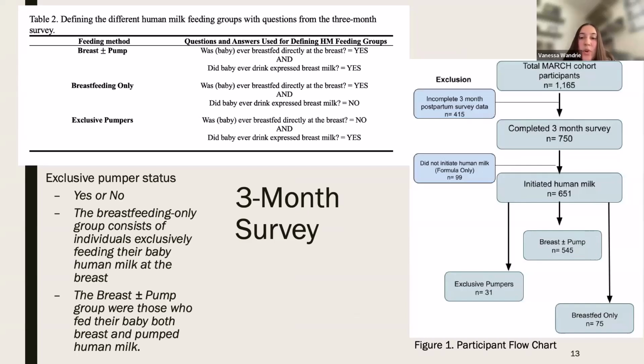Using these, we then broke groups down into those who exclusively pumped or fed only pumped milk, with a sample size of 31; the breast plus or minus pump group, which included those who used both pumping and breastfeeding to feed their baby and had a sample size of 545; and those who only fed their baby at the breast and did not feed pumped milk, with a sample size of 75.